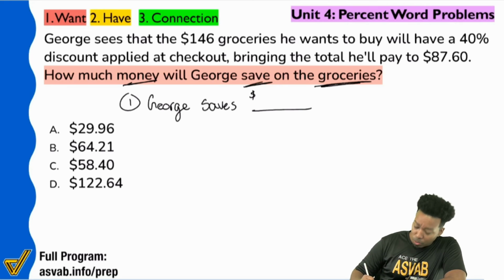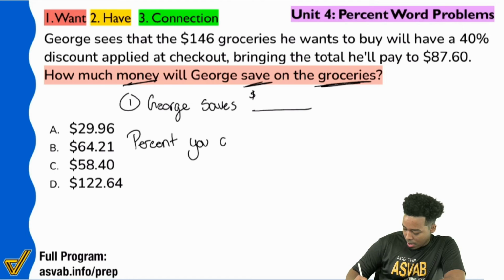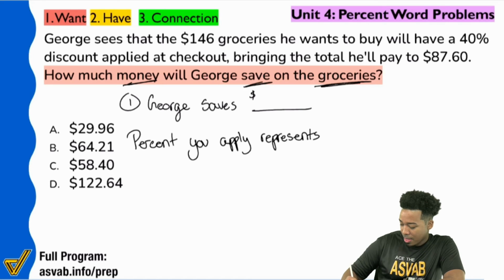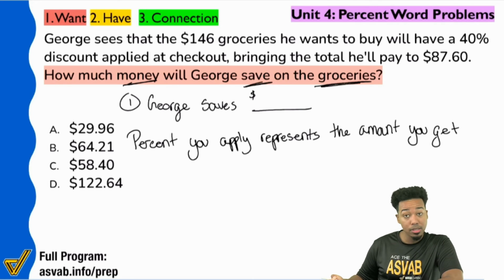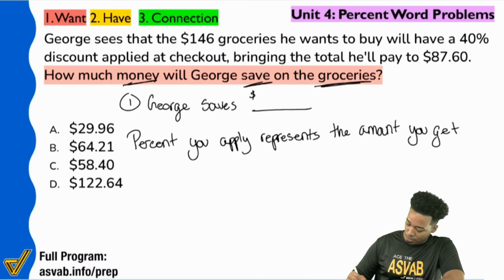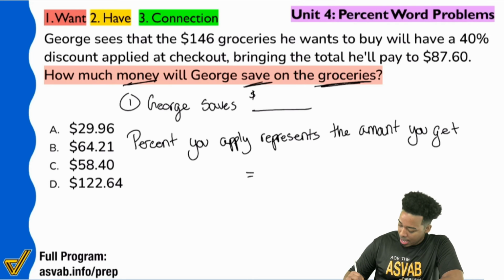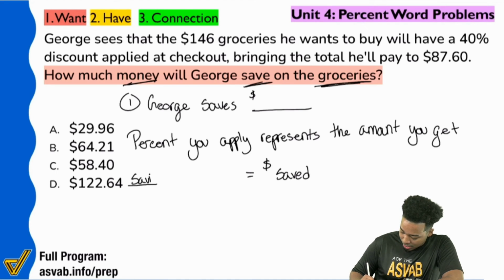So here, remember that the percent you apply represents the amount you get. What does that mean? Well, look, if I want to know how much money George is saving, so whatever the result is of this percent that I'm going to set up, if I want to know that the result is the money saved, then you need to use the savings percent.